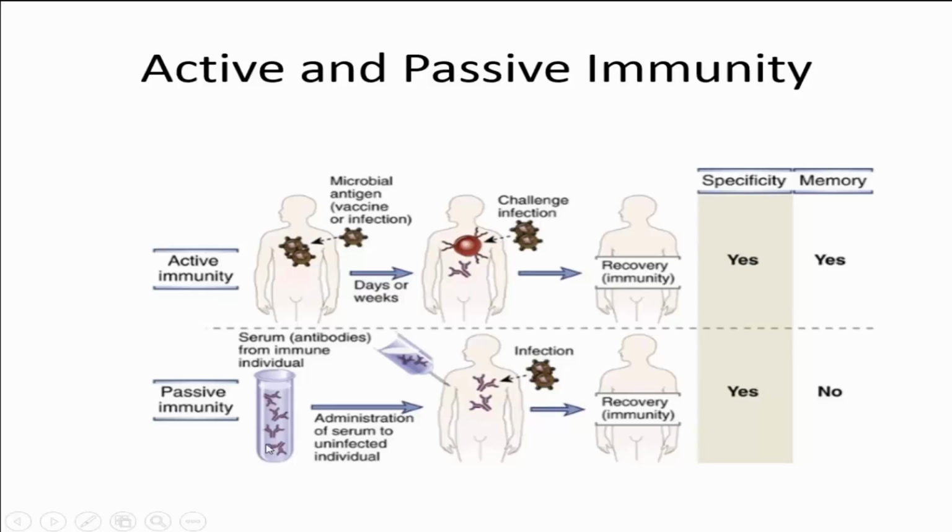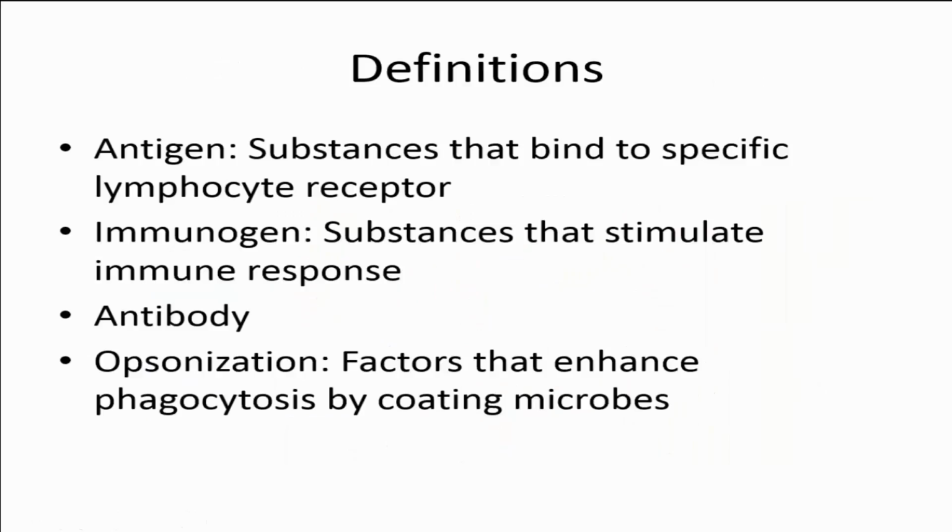Compared to passive immunity, where you are pretty much giving antibodies to the individual. Once you put that in, it's definitely going to take care of the infection and you're going to recover, but there's no memory. Though the antibodies are very specific, sometimes non-specific, they can still take care of the infection. So that's the difference between active and passive immunity.